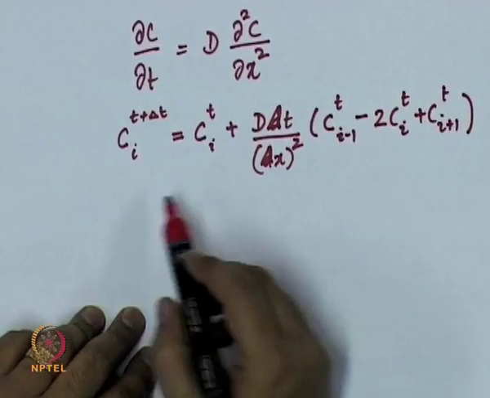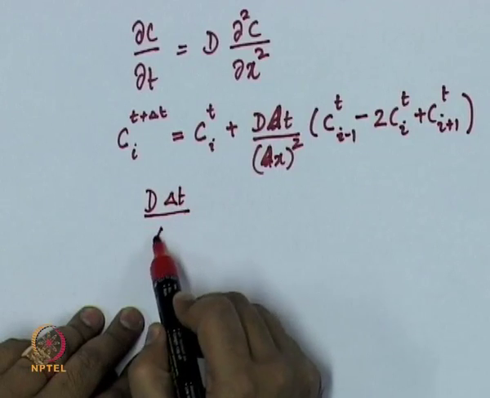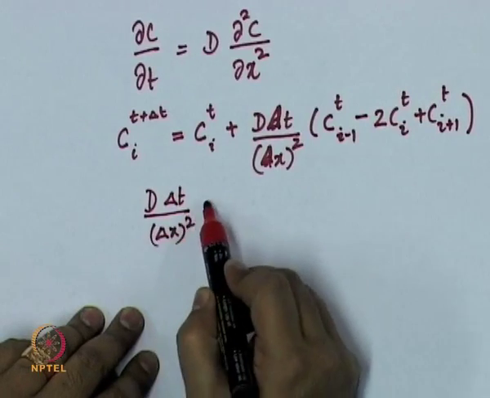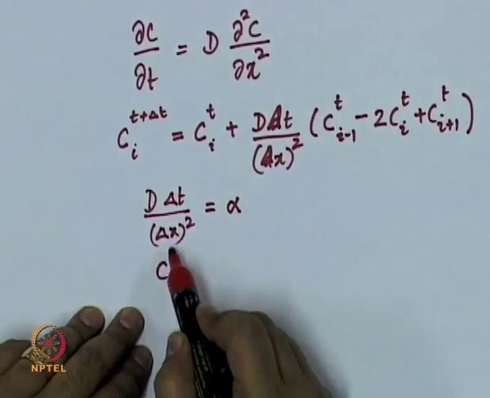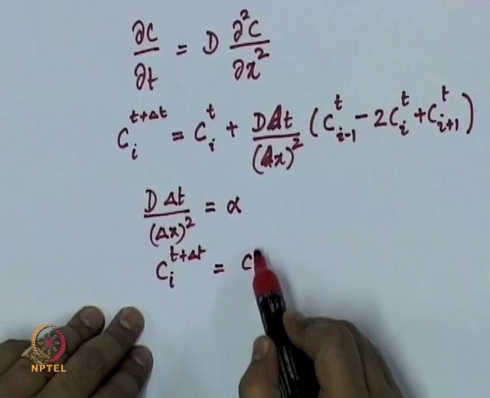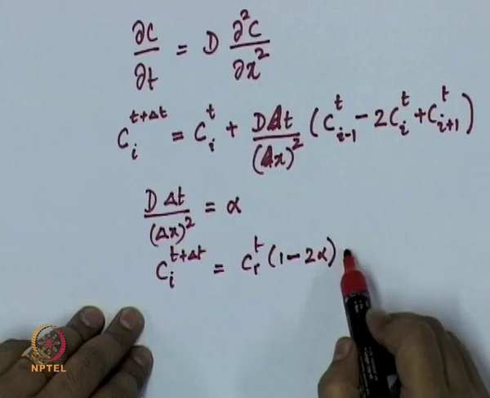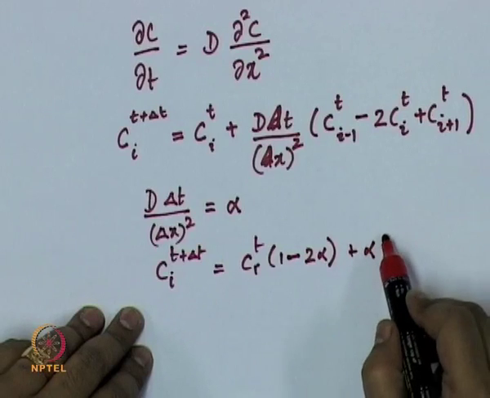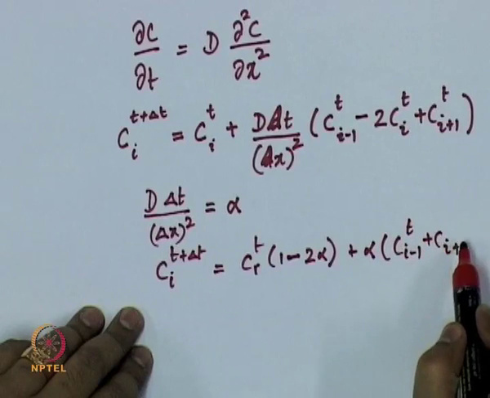So, I am going to call this D delta t by delta x squared as some alpha. So, it becomes C i, t plus delta t is equal to C i, t into 1 minus 2 alpha plus alpha times C i minus 1, t plus C i plus 1, t.